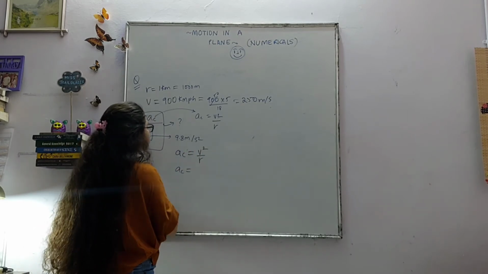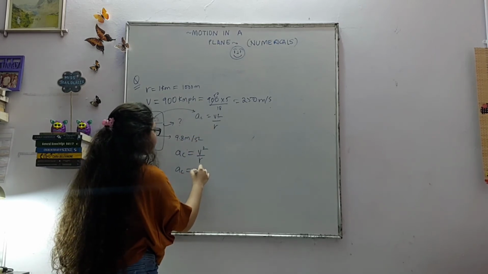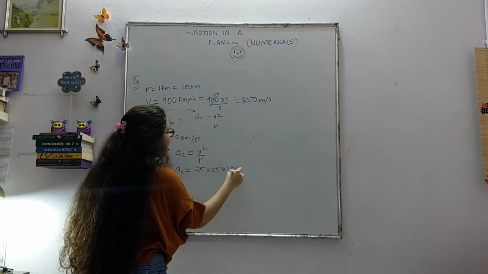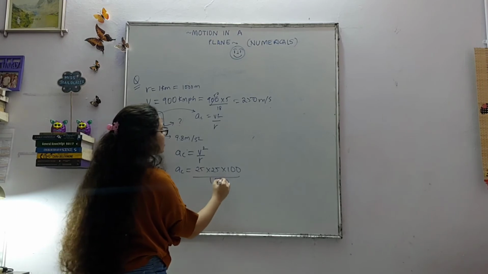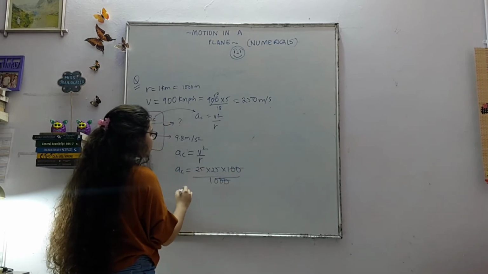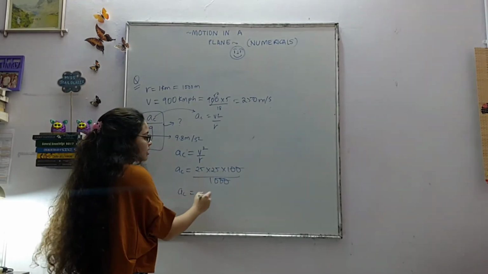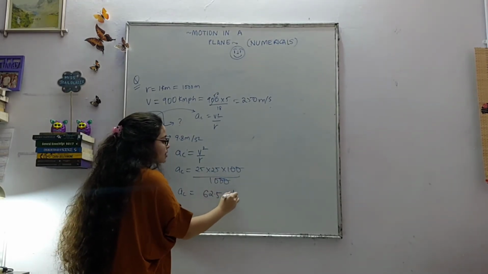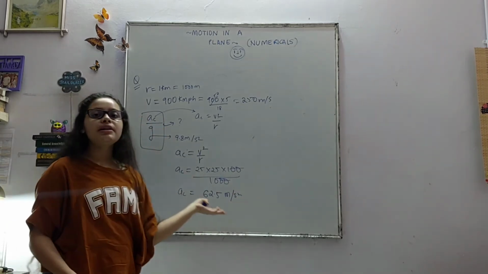So what is V square? V square happens to be 250 into 250, or 25 into 25 into 100, by 1000 here, R is 1000, right? So this gets cancelled, you will get 25 square is 625, divided by 10, get 62.5 meter per second square. Now you have to find this simple ratio.